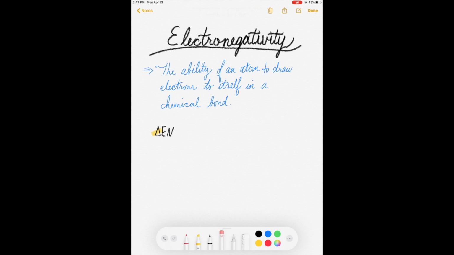So that just means the change in electronegativity. The way that we think about it is we're just going to look at the magnitude of difference between the electronegativity of one atom in a chemical bond minus the other atom in the chemical bond. Okay, I use absolute value signs because I don't care about a negative value.